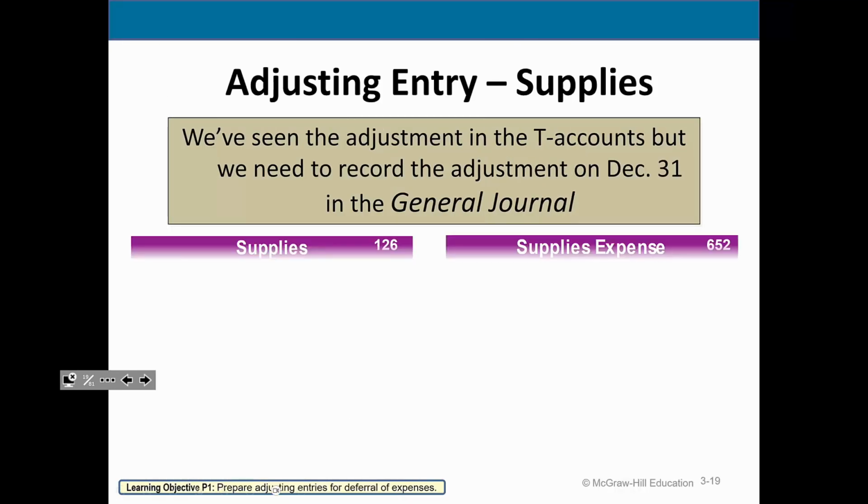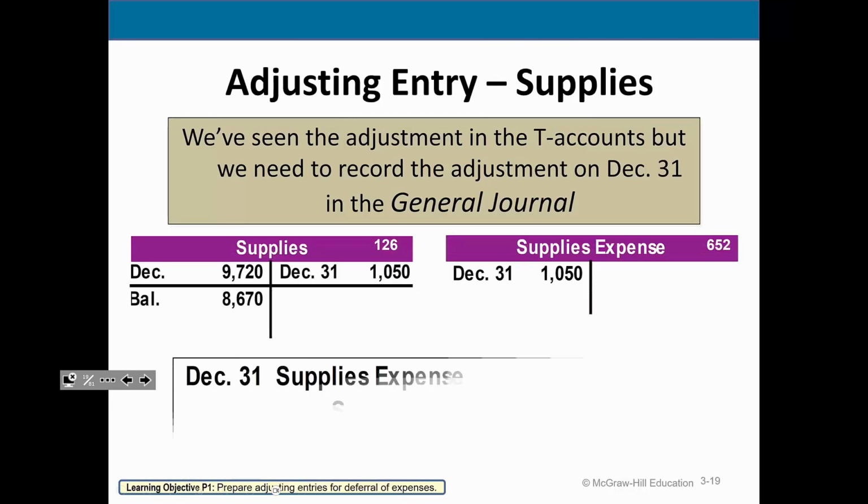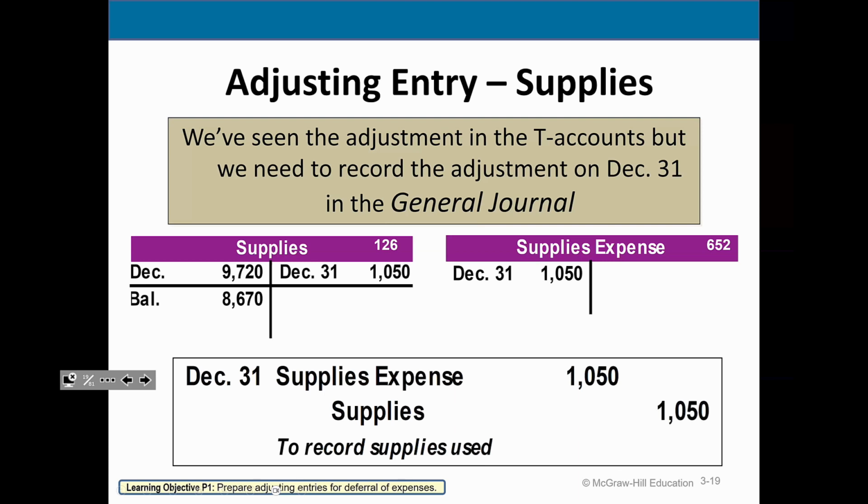Excellent. So then we have our balances and our journal entry. If I give you a journal entry like this, supplies expense as a debit and credit supplies, you should be able to put those in the T accounts, correct? Because that's what you did in chapter 2.